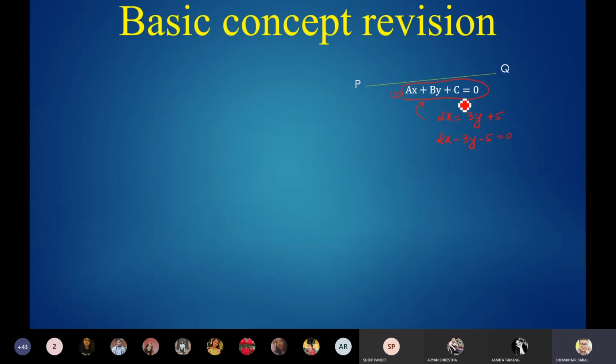If I have to use the formula to find the slope of a line, or if you are going to use the next formula that we are going to discuss, then always express the equation in this format. At first you need to write x, then y, and then the constant.